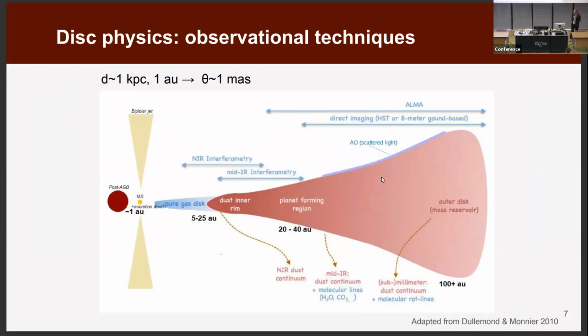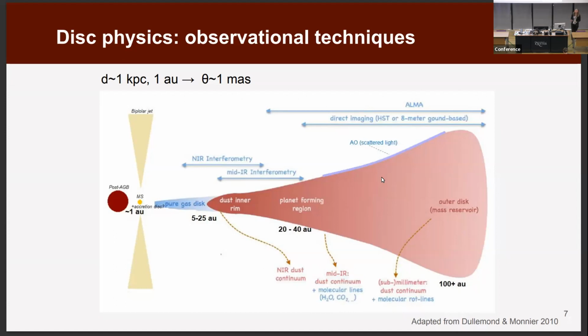So how can we study these disks? Well, we need high angular resolution observations to probe the details. Distances are about 1 kiloparsec, so a factor of 10 difference with protoplanetary disks around young stars. So actually, with the same observational techniques, we probe approximately the same scales. With near-infrared interferometry, we probe the disk inner rim, and with mid-infrared interferometry, we probe beyond the disk inner rim, deeper into the disk, at least for full disks. For transition disks, we then probe the disk inner rim.